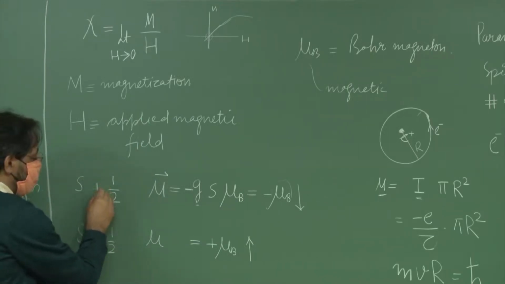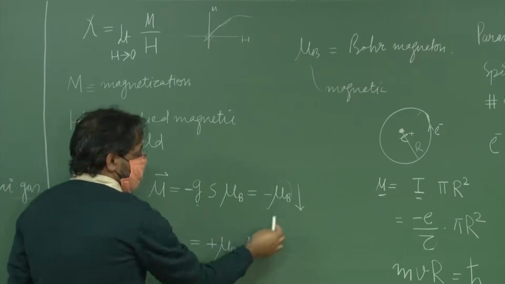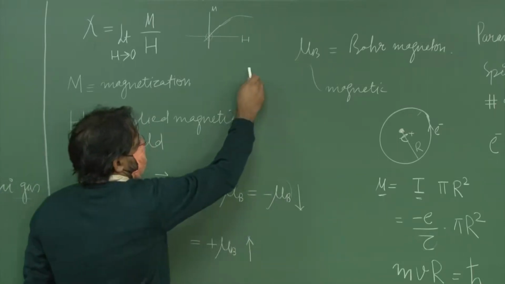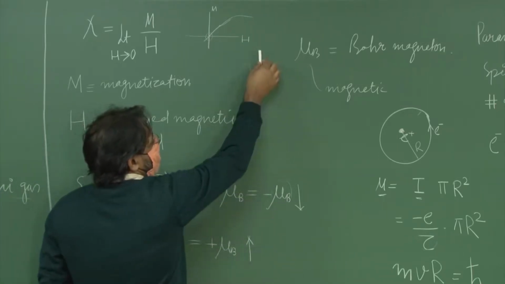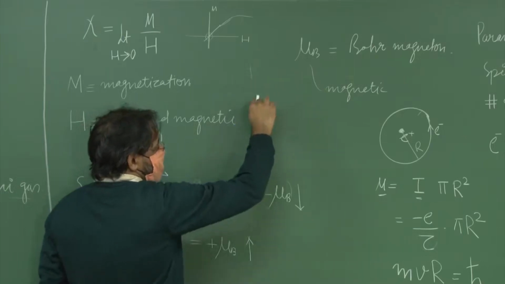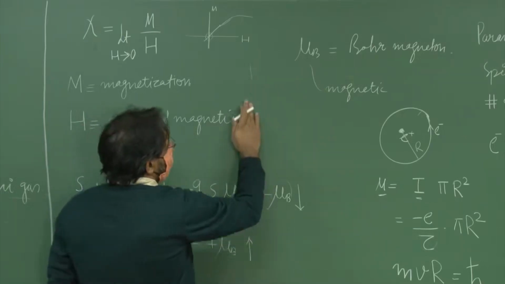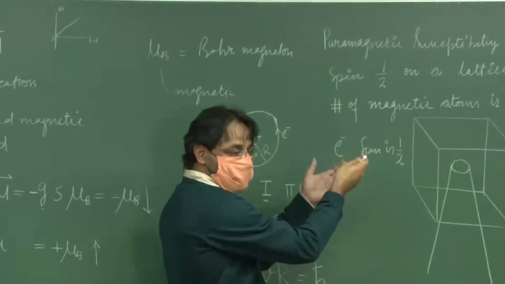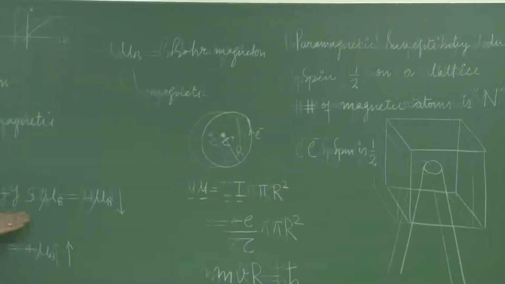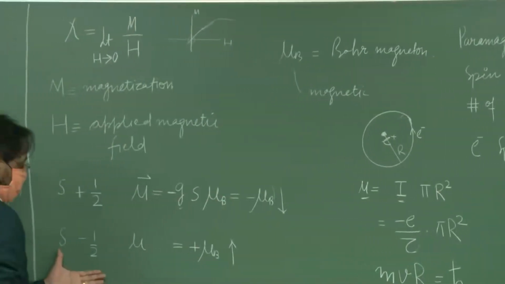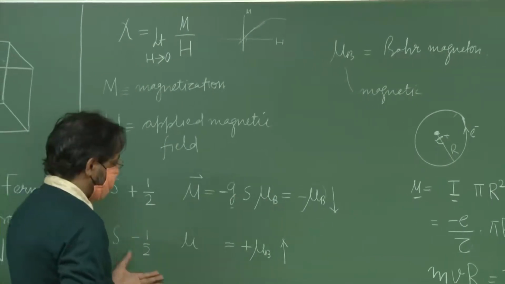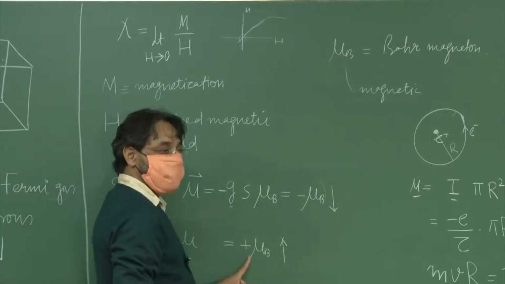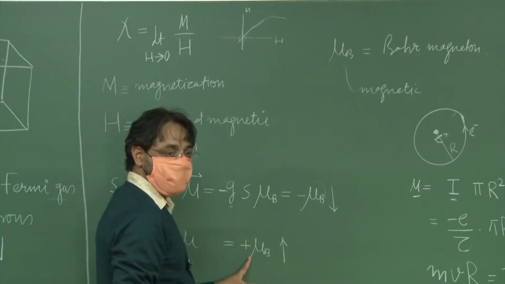So for spin plus 1/2, the magnetic moment is minus mu b, which means it is pointing in the downward direction. For us, a positive sign indicates vector quantities pointing upward, and a negative sign indicates quantities pointing downward. Here we are going to apply a magnetic field in the upward direction. So this is minus mu b, and when the spin is minus 1/2, because there is a minus sign in the formula for the magnetic moment, you will get a plus mu b magnetic moment.